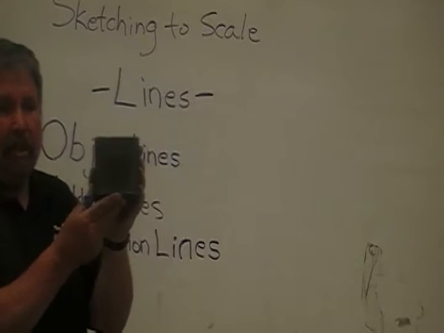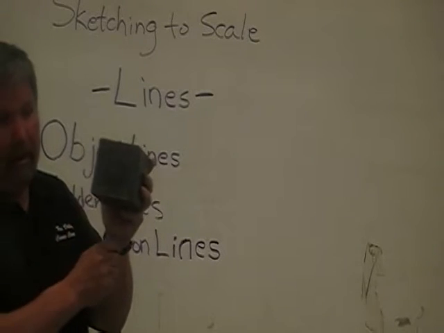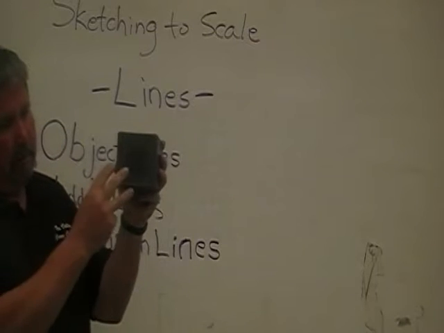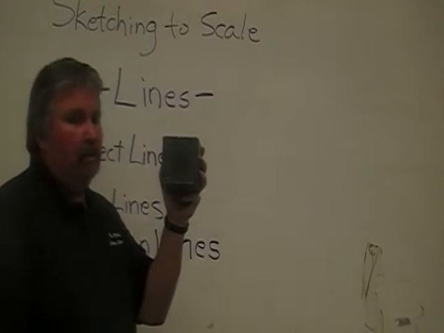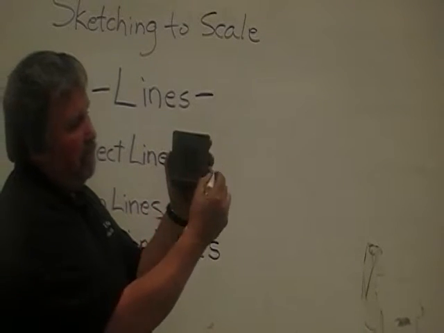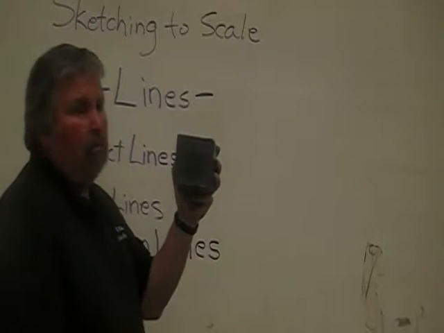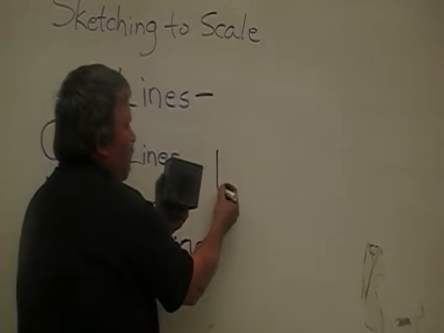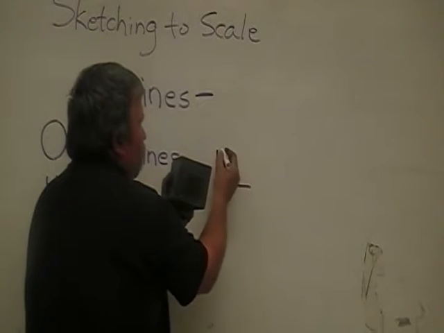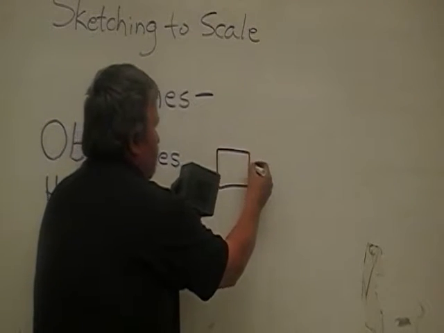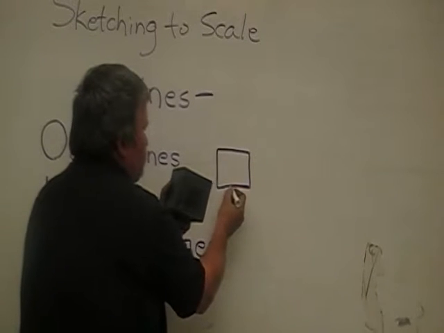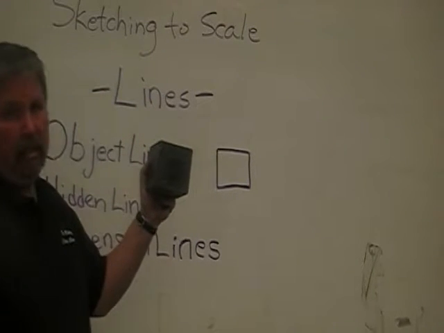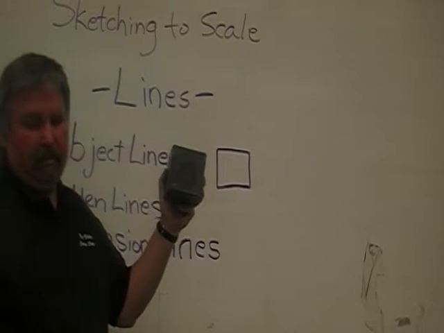So if my object is the cube and I'm looking at it perfectly 2-dimensional, I see basically a square when I look through there. So my object lines on a cube for this view, pardon my straight lines, would basically look like this.